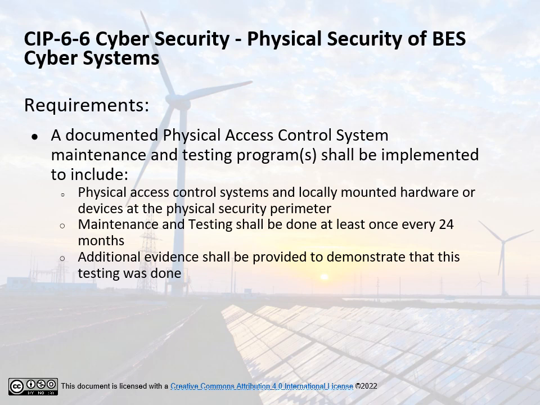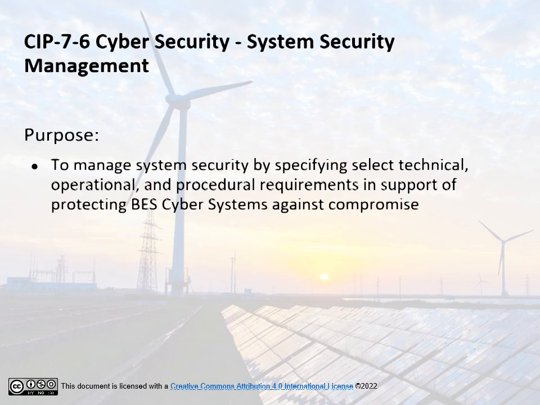CIP 6-6 Physical Security of BES Cyber Systems. Requirements: a documented physical access control system maintenance and testing program or programs shall be implemented to include physical access control systems and locally mounted hardware or devices at the physical security perimeter associated with high-impact BES cyber systems, and medium-impact BES cyber systems with external routable connectivity. Maintenance and testing shall be done at least once every 24 months. Additional evidence shall be provided to demonstrate that this testing was done, such as dated maintenance records or other documentation showing testing and maintenance has been performed.